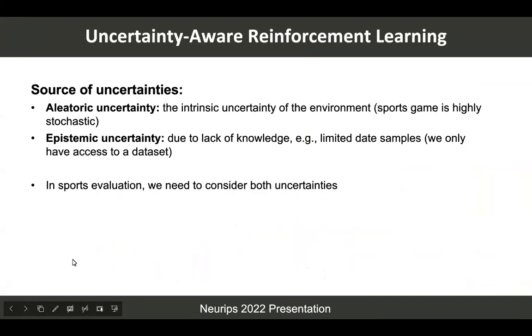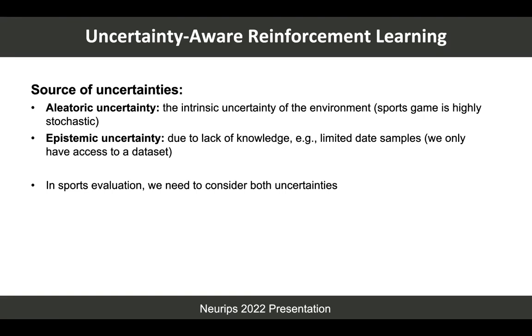So based on this motivating example, we see there are 2 sources of uncertainty in reinforcement learning. The first is called the aleatoric uncertainty, which means the intrinsic uncertainty of the environment. And we know the sports game is a highly stochastic environment, so it definitely contains aleatoric uncertainty. And there is also epistemic uncertainty, which is shown like the events where the player takes shots at location D, which is very far from the goal.